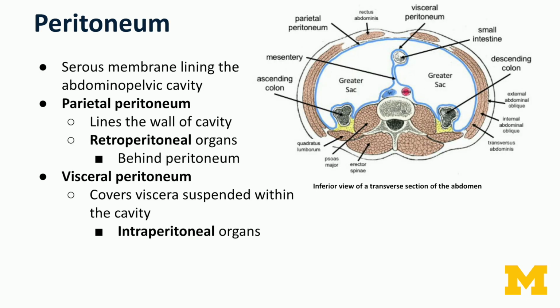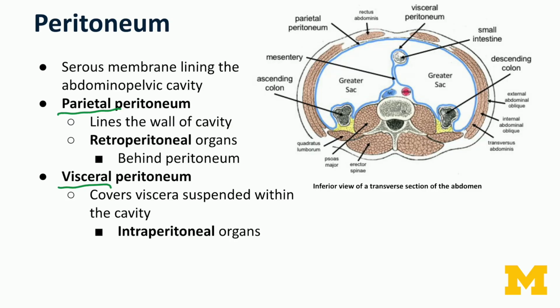But first, let's start with what is the peritoneum. The peritoneum is a serous membrane that lines the abdominopelvic cavity. And as you may recall, every serous membrane has two distinct components to it. There is the parietal component of a serous membrane that lines the wall of the cavity in which the serous membrane lives. And there is a visceral layer or component of that serous membrane that is going to cover any of the organs or viscera within that space.